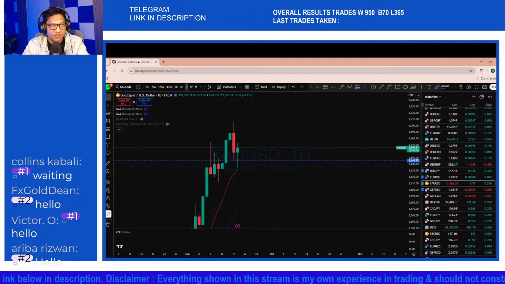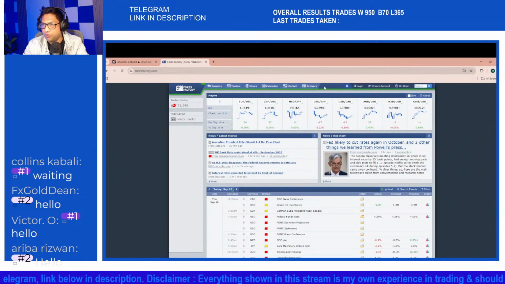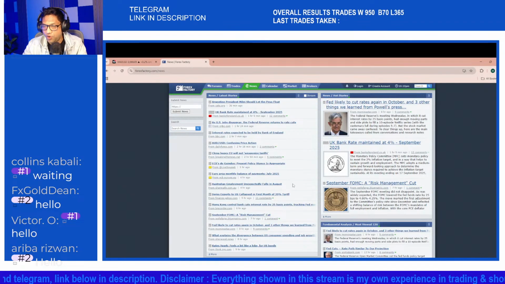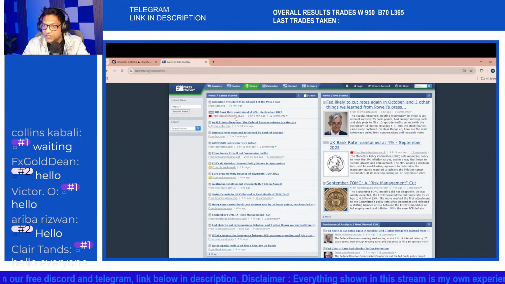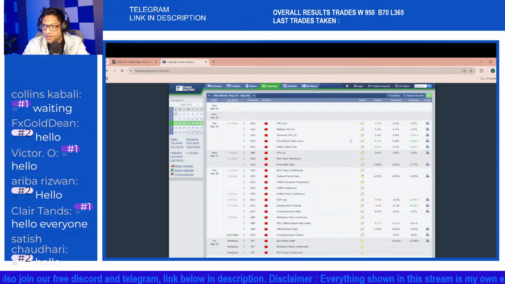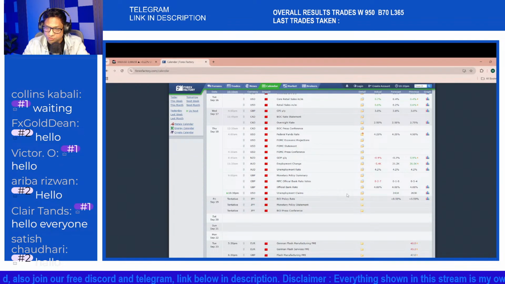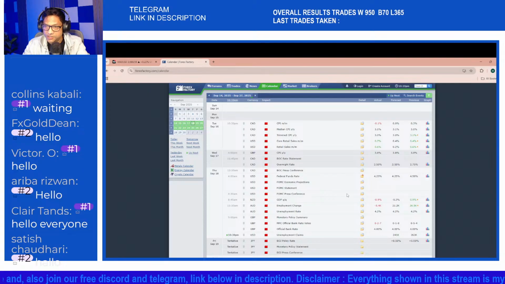We have seen yesterday FOMC, a massive move as expected. There was a massive breakdown with the FOMC. Fed likely to cut rates again in October, and three other things we learned from Powell's press conference. So we can see that the market reacted more than expectation with the FOMC.